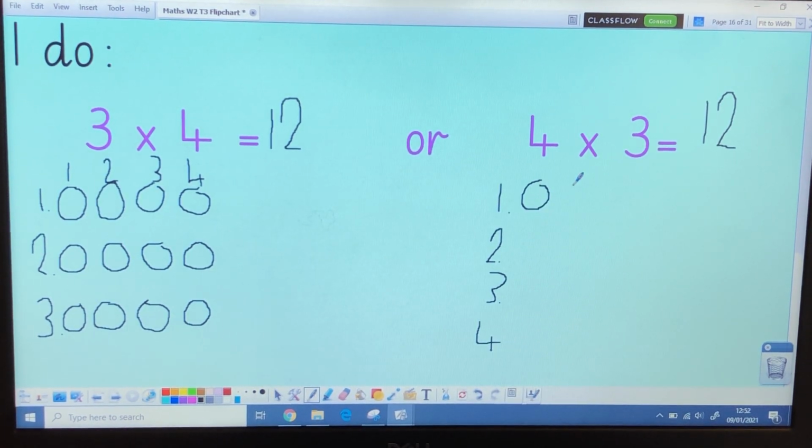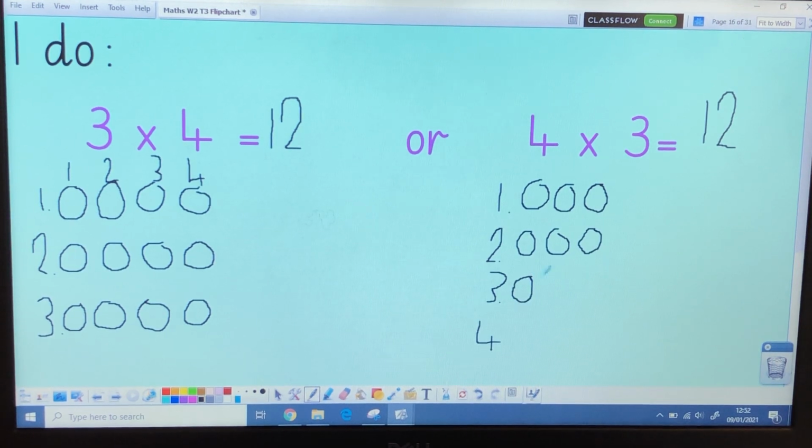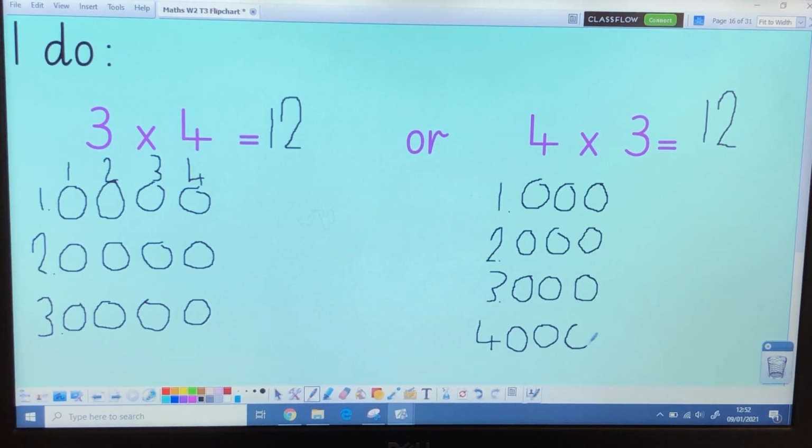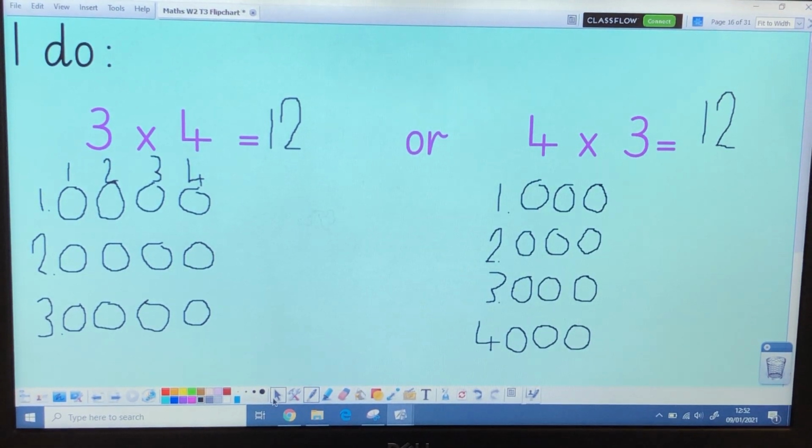1, 2, 3, 1, 2, 3, 1, 2, 3, 1, 2, and 3. So we've got 1, 2, 3, 4, 5, 6, 7, 8, 9, 10, 11, 12. We've got 12 in all together in our groups.